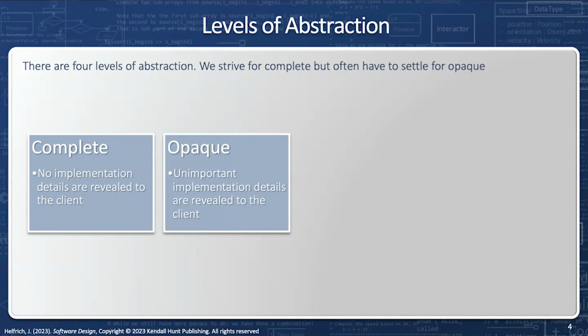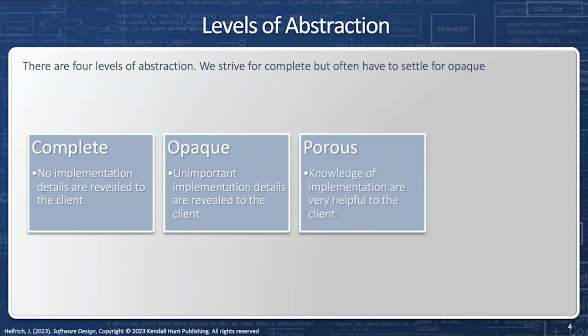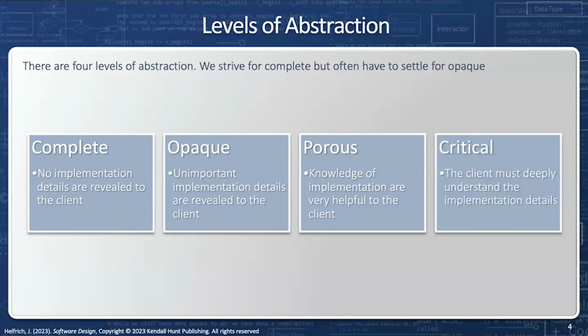Now, we always want to have complete, but sometimes opaque is really the best we can do because of time constraints or technology constraints. Porous. Knowledge of implementation details is very helpful to the client. The client can better utilize the class if they understand how we implement it, which means the client is going to depend upon those implementation details when they use it, which means we're going to have more complexity than we want. This is undesirable. Critical is the worst.